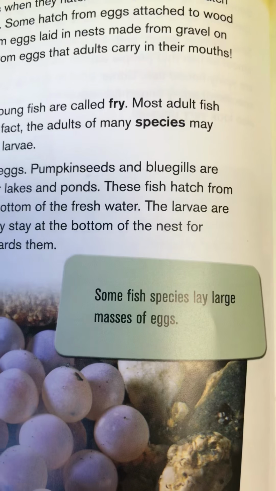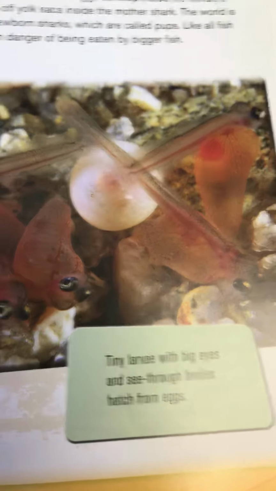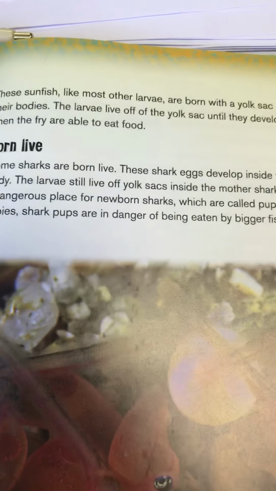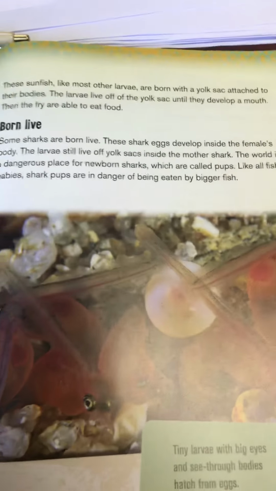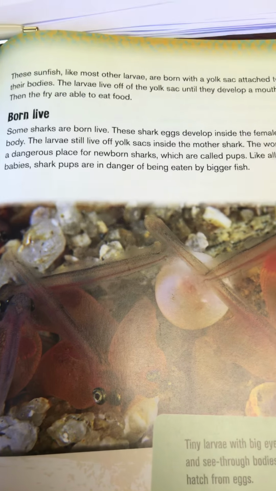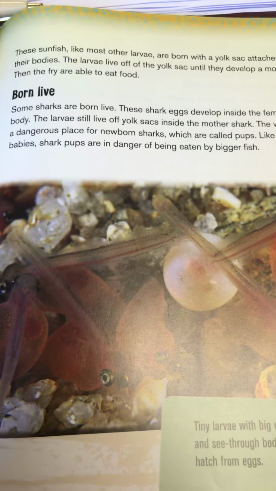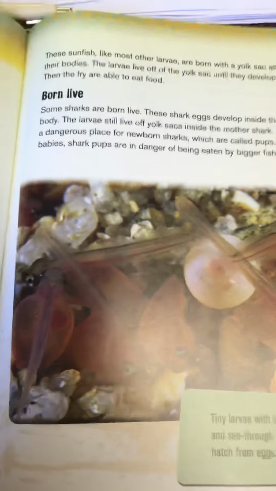Some fish species lay large masses of eggs. These sunfish below, like most other larvae, are born with a yolk sac attached to their bodies. The larvae live off the yolk sac until they develop a mouth. Then the fry are able to eat food.